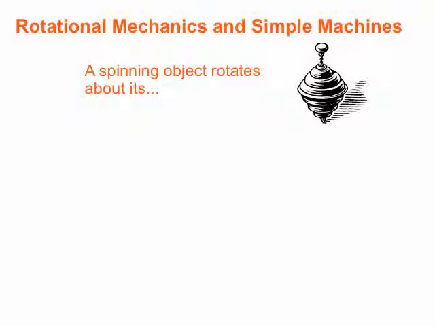Okay, we've looked already at the idea of circular motion. We've looked at gravity. Now we're going to look at just the rotational mechanics itself, and simple machines. This is rotational mechanics. We'll do simple machines in the next video. So remember, spinning objects rotate about their center of mass, or their axis. That's what we've said, right?